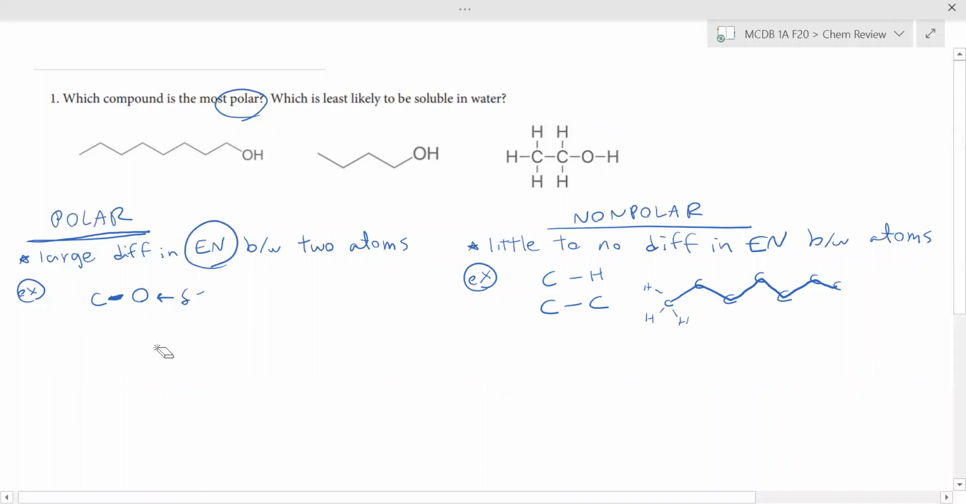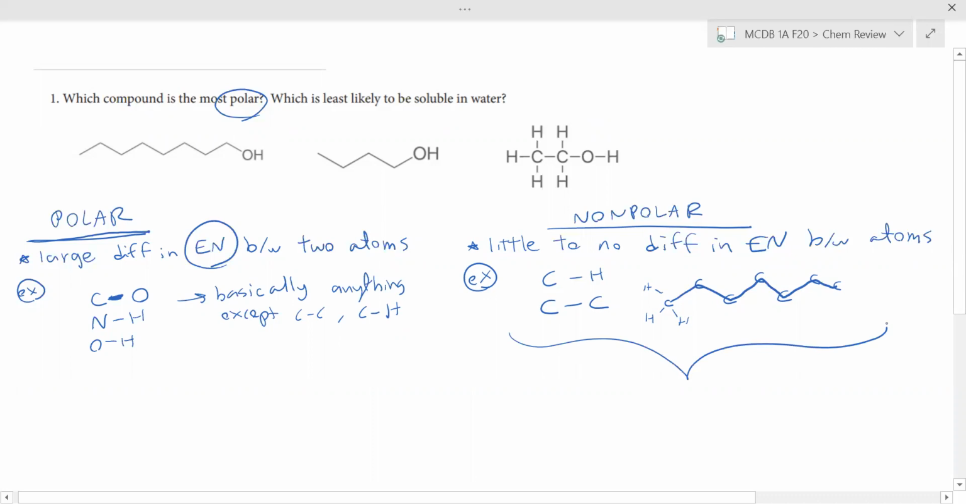When we're looking for polar bonds, some common polar bonds in bio are the carbon-oxygen, nitrogen-hydrogen, and oxygen-hydrogen bonds. Basically anything that is not these guys. One of the nice things about bio is we only deal with a couple atoms, so you don't need to memorize the whole periodic table, right? Your job in this class is to look out for these kinds of bonds, know that they're nonpolar, and look out for these kinds of bonds and know that they're polar.